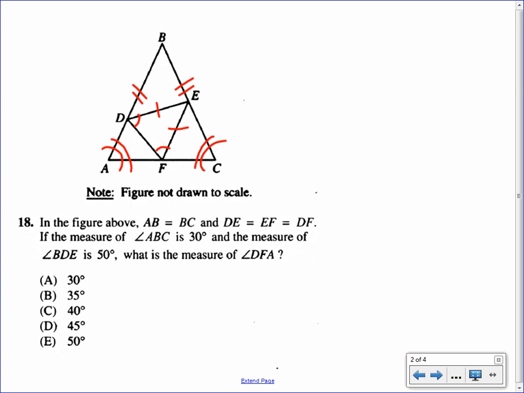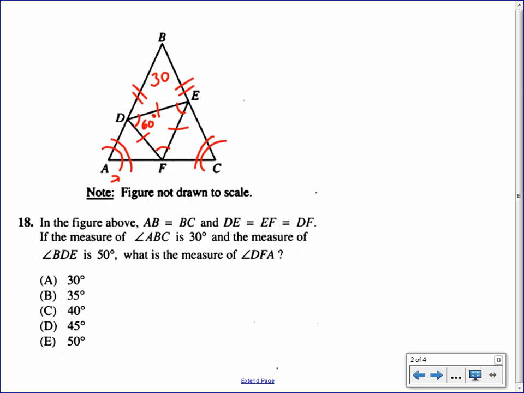And also we're told that DE equals EF equals DF. So we know actually that we have an equilateral triangle, because if all of the sides are congruent, then all of these angles need to be congruent. So that means each of these angles in here is 60 degrees, because in an equilateral triangle, each angle is 60 degrees. And then we're also told ABC is 30 degrees. So that means up here we have 30. And from that, we can figure out these angles here, but let's just wait and see if we should.